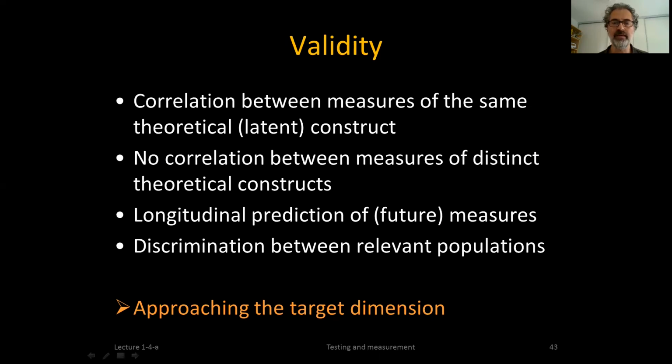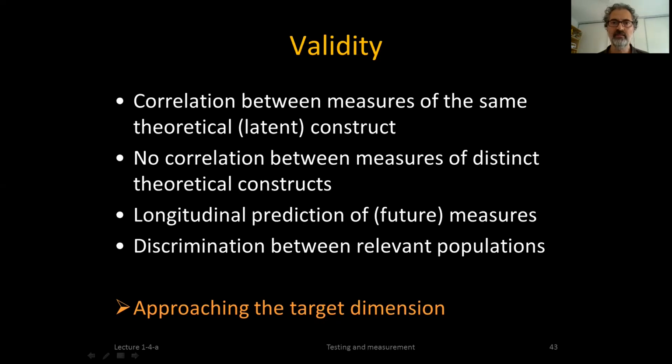Remember, we mentioned reliability before. Reliability was whether you can trust that you're measuring something. If you have no reliability, you have nothing. But if you're measuring something, then you want to ask, what is it that I'm measuring? If you're measuring what you want to measure, then you have a valid test.